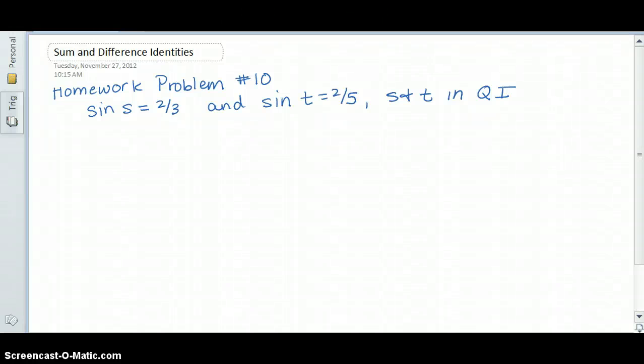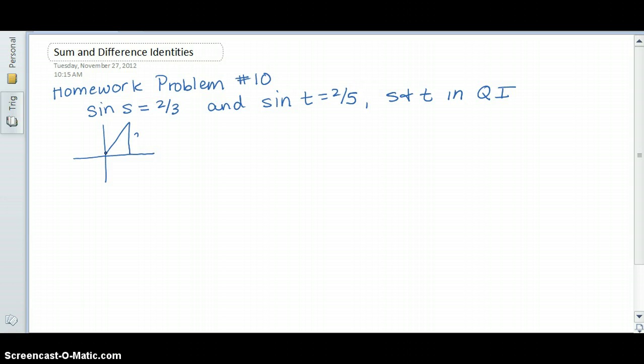Okay, to do problem number 10 from the homework, we were given sine of s is 2/3 and sine of t is 2/5, and s and t are both in quadrant 1. So we start by drawing triangles to find the three trig functions that we're going to need. We're going to need sine, cosine, and tangent.